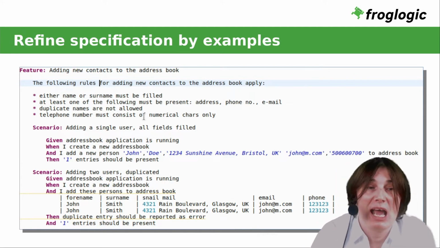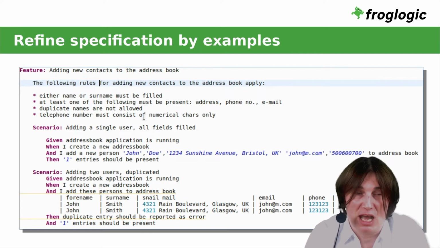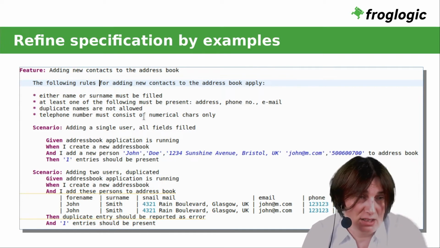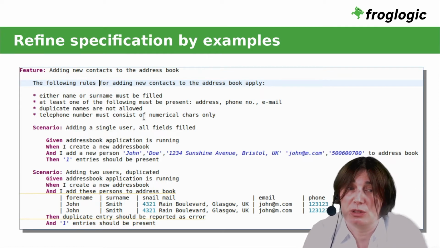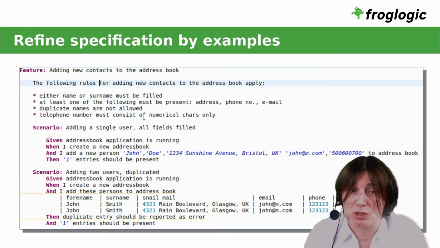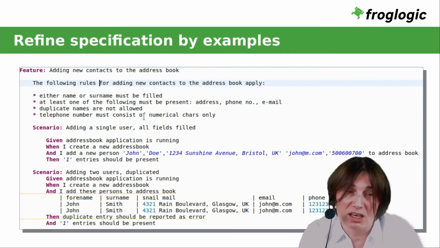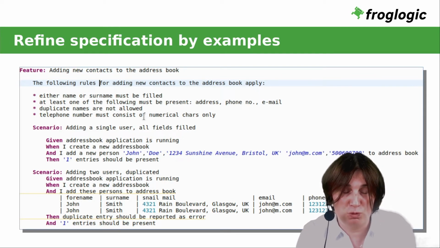and for a combination of those rules, we can come up with different scenarios. So the first simple scenario is obviously adding a single user, and we fill all fields and everything's fine. A second possible scenario could be that we add 2 users, but now we try to add the same user twice. So in simple language, and in this tabular form, we specify what data we are going to fill into our address book form and how the system is going to behave.